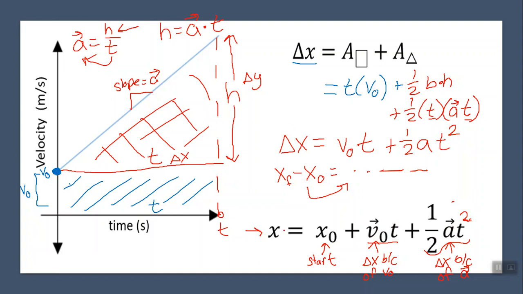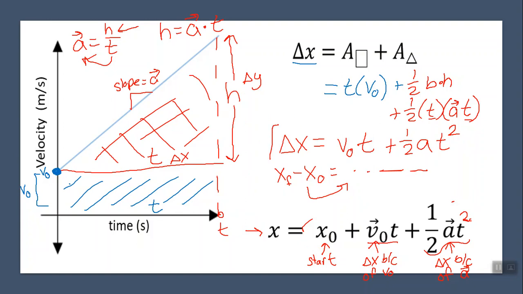Anytime you're finding the area underneath this graph, you are actually always using this equation. You just didn't know it. But that is where this equation comes from. We get it by doing the area underneath this graph, and we get all three of these terms.